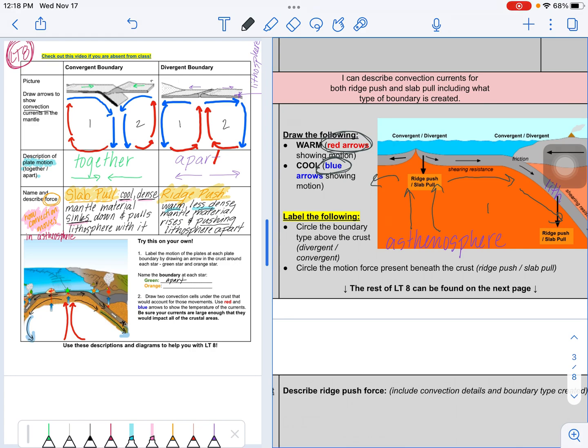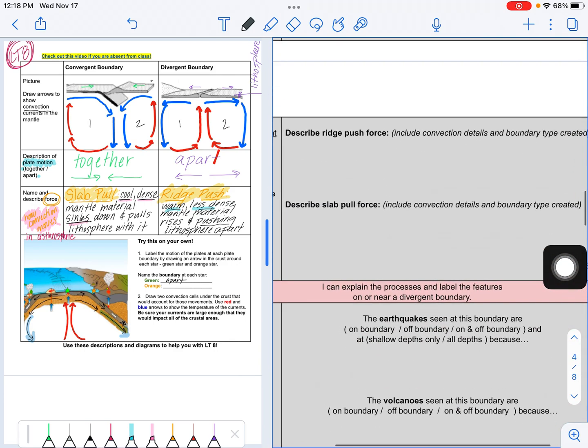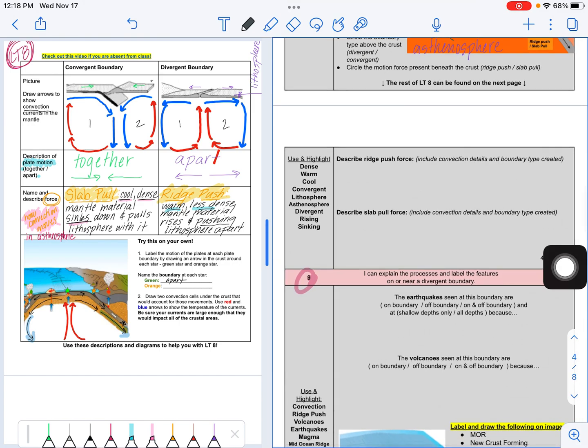The other thing we're thinking about underneath is, well, what force do we have, ridge push or slab pull? So again, looking at our notes, we've got details about that convection movement. So we should be able to circle up on here which is which. And then this bottom section is simply a describe of that. So talking through what the convection is for ridge push and the boundary that it makes.